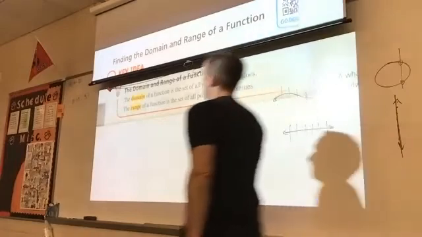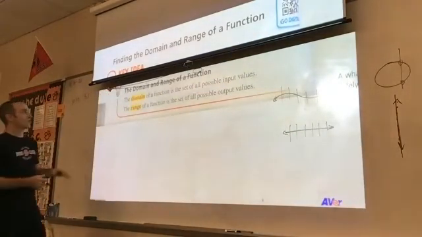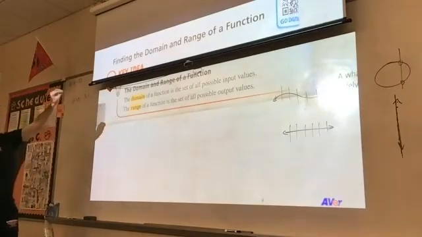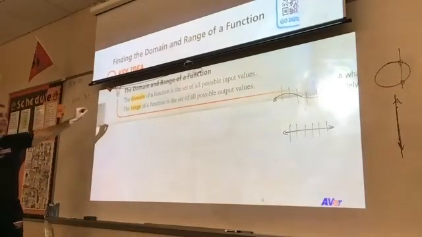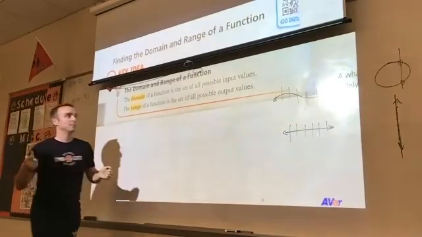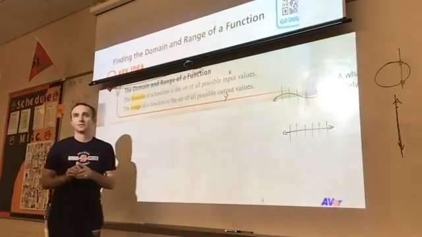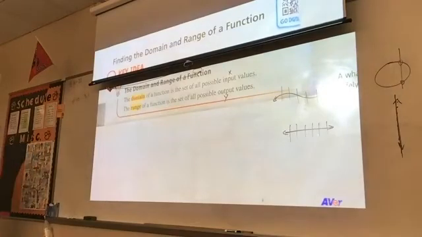Okay, still going. The next thing we got is this idea of domain and range. The domain is the set of all possible input values. The range is the set of all possible output values. We haven't talked about input and output. Input is just X. Output is Y. So our domain are all the possible X values and our range are all the possible Y values. We'll take a look at what that looks like. I'll give you 30 seconds to copy it down.